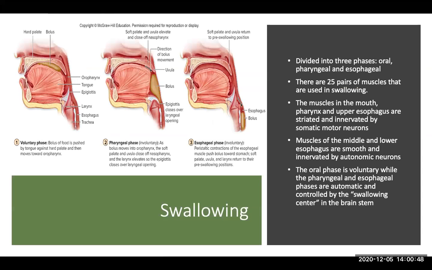Swallowing has 3 phases: a voluntary phase, which you control; the pharyngeal phase, which is when the bolus travels into the oropharynx, and the soft palate will elevate to close off the opening to the nasopharynx; and then the esophageal phase, which is where the bolus travels down the esophagus. There are 25 pairs of muscles that are helpful in swallowing, and you can read through where those muscles are located within each phase.